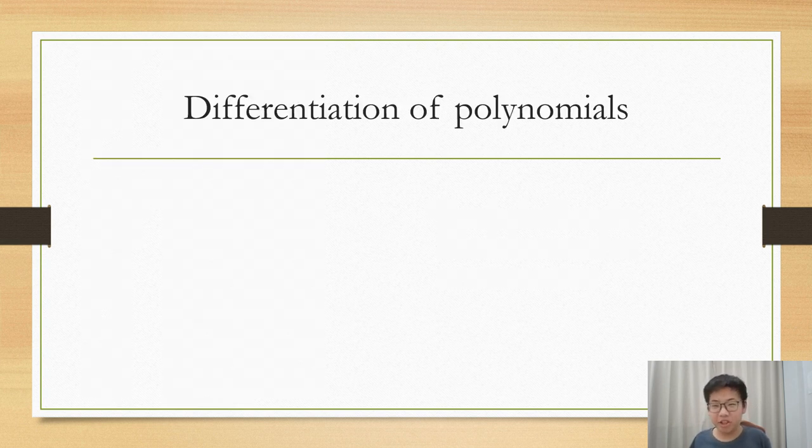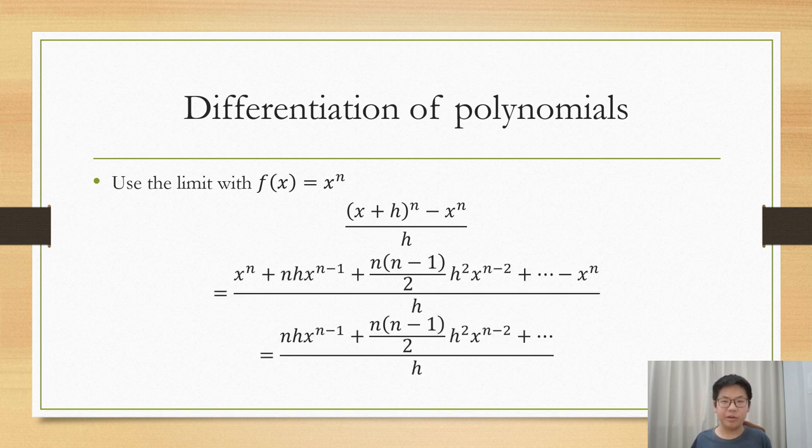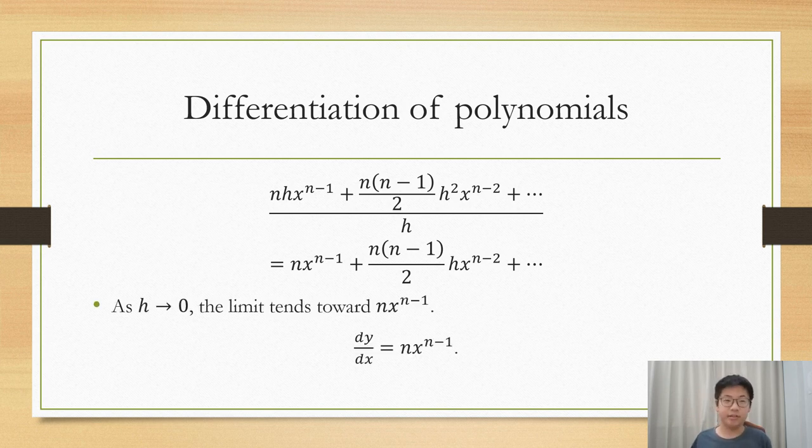So let's talk about differentiation on polynomials first. f of x equals x to the power of n. So (x plus h) to the power n minus x to the n, over h. And then we do the binomial expansion, and then we divide and subtract, then we get this, and then divide, and as h goes to 0, the limit tends toward n x to the power of n minus 1. And then we have just differentiated x to the power of n.